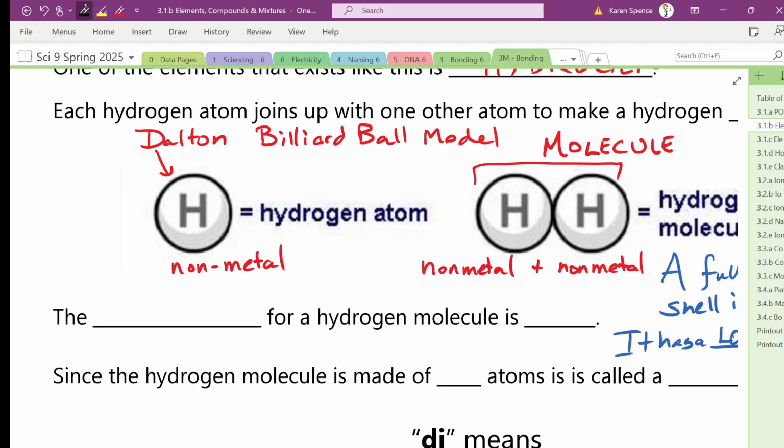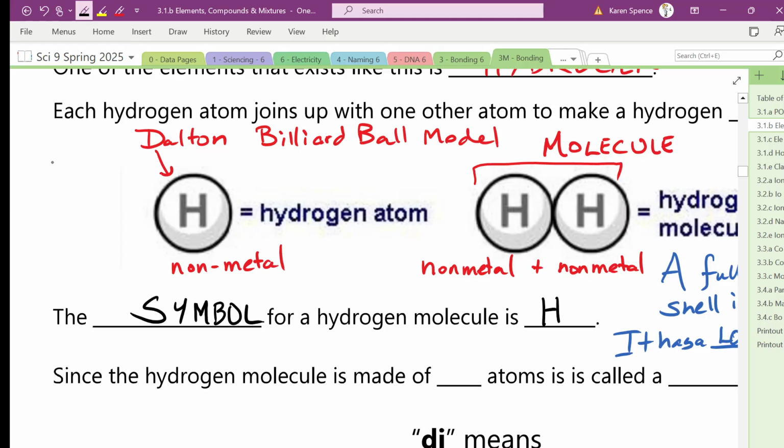And we are going to write the symbol. Whoops, symbol has an M in it, which I totally forgot. Symbol for a hydrogen molecule is H, but we have to do something else with it. We're going to put a 2.